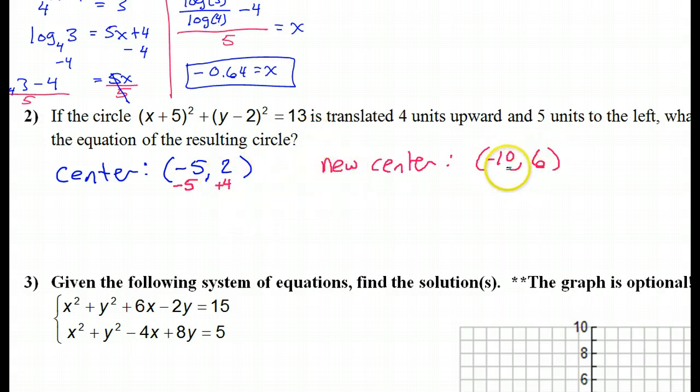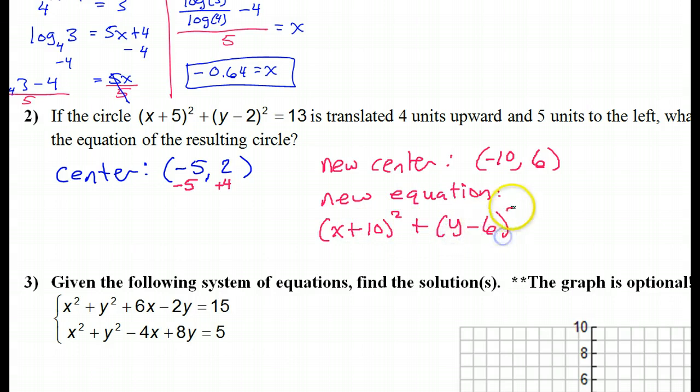So that's the key. Now that I've got my new center, I would make the new equation. So my new equation will be x plus 10 squared plus y minus 6 squared. Again, I'm just doing the opposite of these again to get me back to here. Equals. Now, a translation, we're just shifting the circle around. We're not making it bigger or smaller. So the radius should still be the same. So this 13, which is the radius squared, that's not going to change. So boom, there's your new equation.